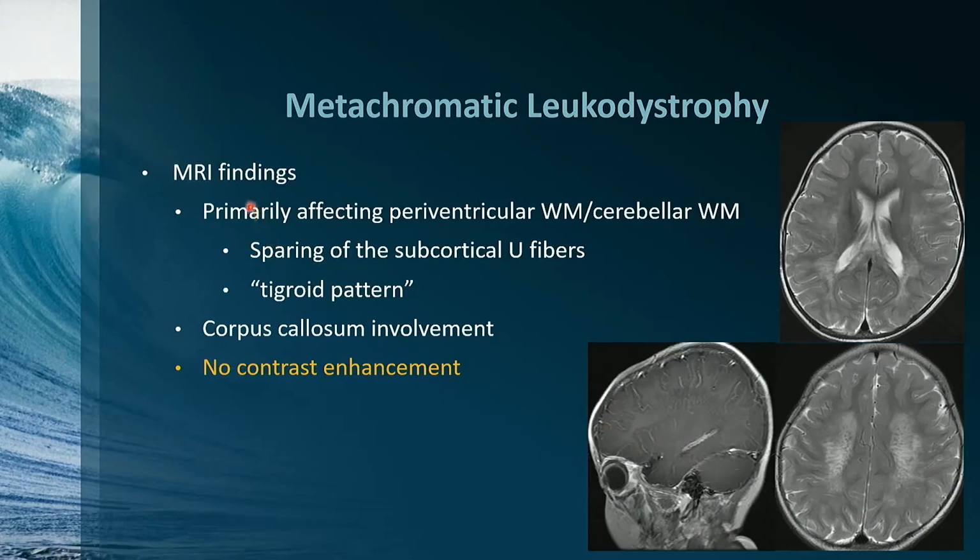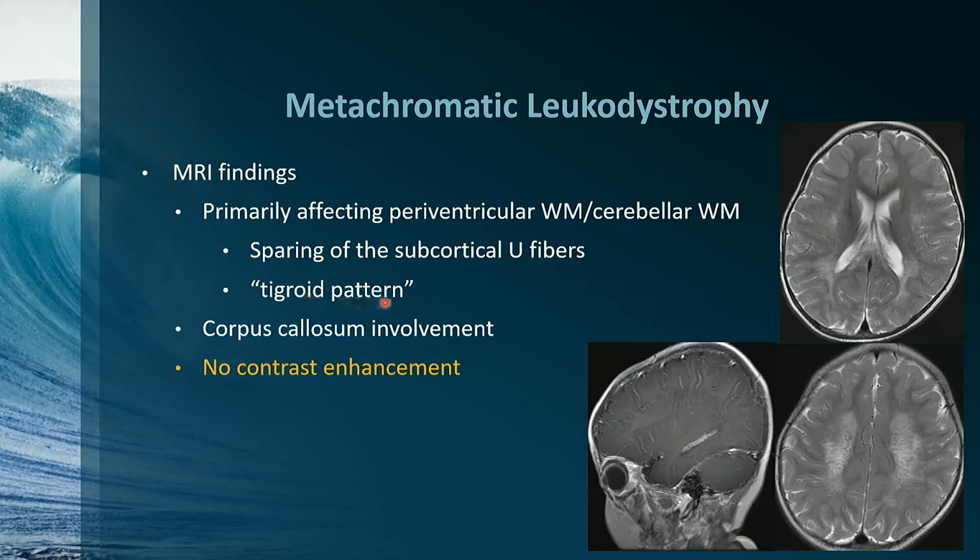So the well-known MR finding is the leukodystrophy primarily affecting periventricular white matter and cerebellar white matter. It initially spared the subcortical U fibers. So there is periventricular white matter involvement and relative sparing of the peripheral subcortical U fiber. Typically, the lesions do not show contrast enhancement after contrast administration.